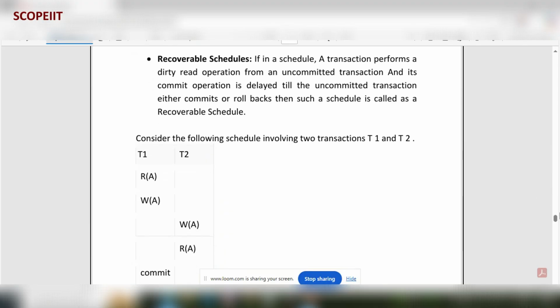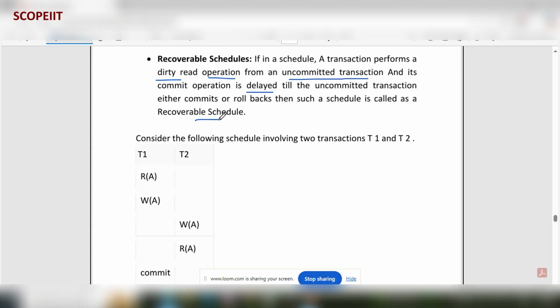If in a schedule a transaction performs a dirty read. Now what do you mean by dirty read? Dirty read means reading data which is uncommitted. If a transaction performs a dirty read operation from uncommitted data, and its commit operation is delayed till the uncommitted transaction either commits or rolls back, then such a schedule is known as a recoverable schedule. Now what do you mean by recoverable schedule?